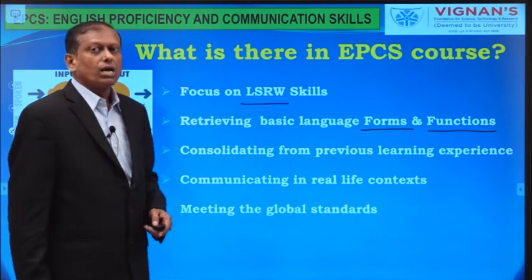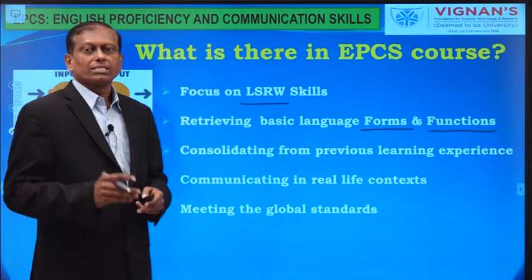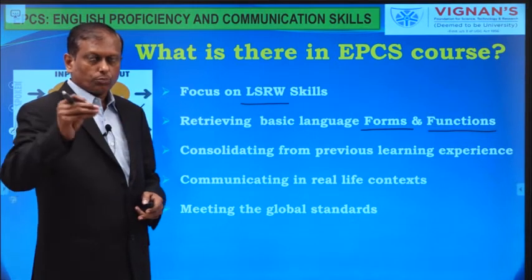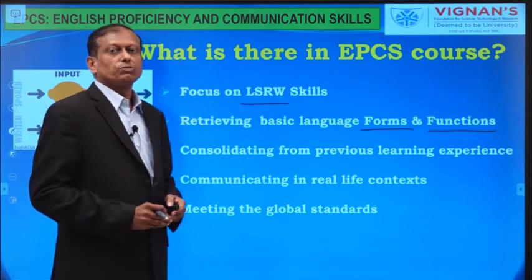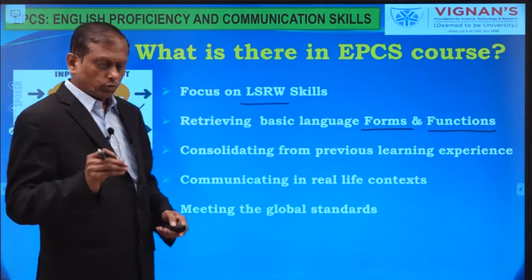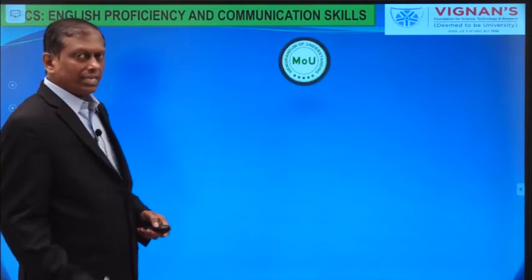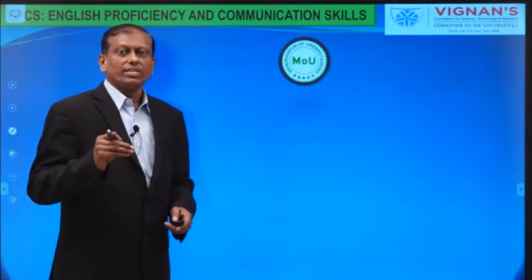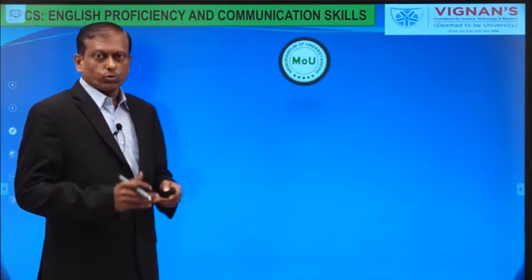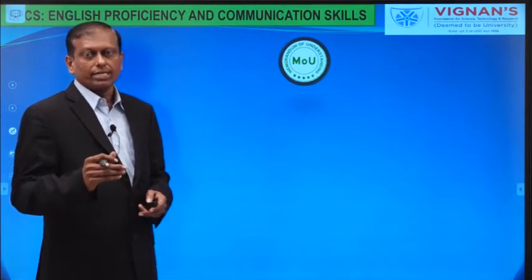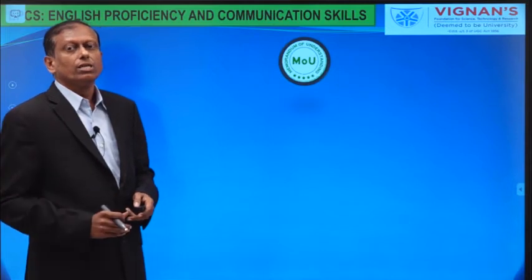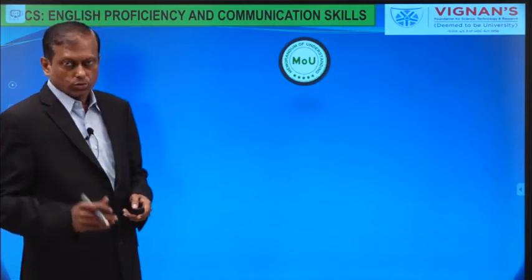And we are now going to meet the standards of the world. That is, we are going to see what are considered to be the parameters for our language proficiency, and we are going to meet them. And in this process, what is Vignan's University doing? To make the students globally competent, Vignan's University is joining hands with universities across the globe.